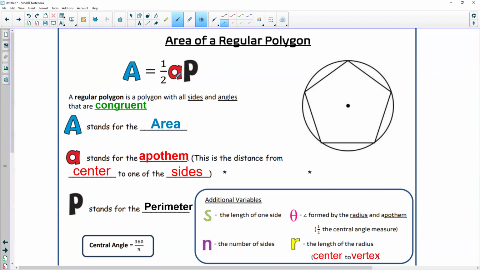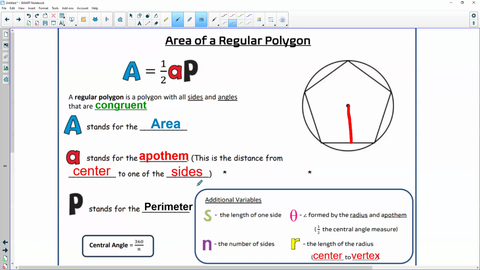The lowercase a in red stands for something known as the apothem. The apothem is defined as the distance from the center to one of the sides. So I'm going to go ahead and draw in the apothem in this picture here. This line right here would represent the apothem. So it's the distance from the center to one of the sides of the regular polygon.